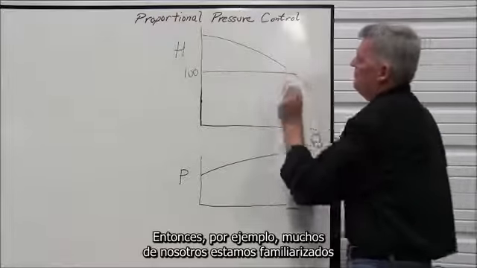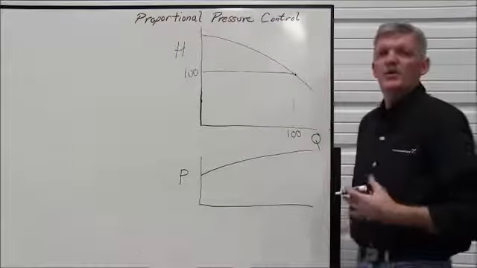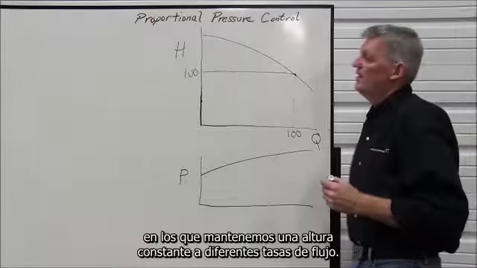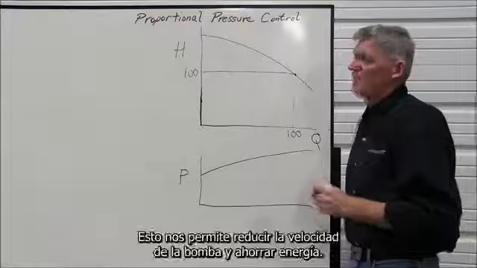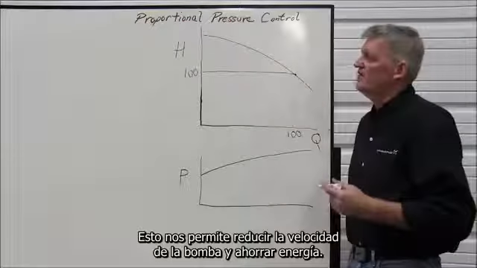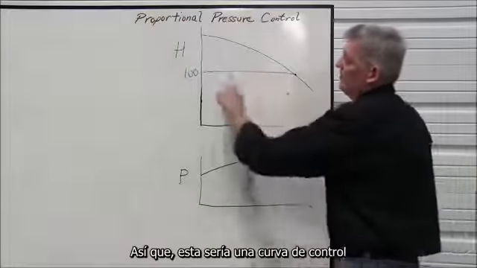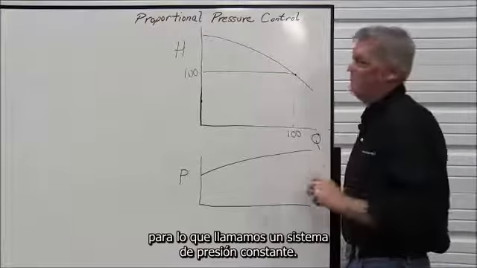So for example, a lot of us are familiar with constant pressure systems where we're going to maintain a constant head at varying flow rates. This allows us to reduce the speed of the pump and save energy. So this would be a control curve for what we would call a constant pressure system.